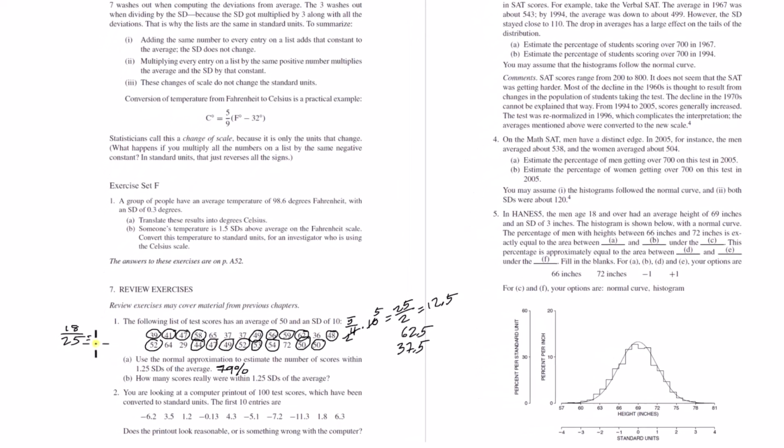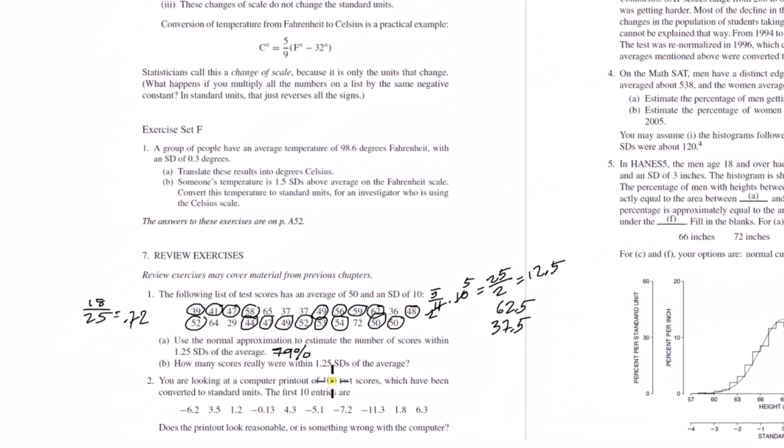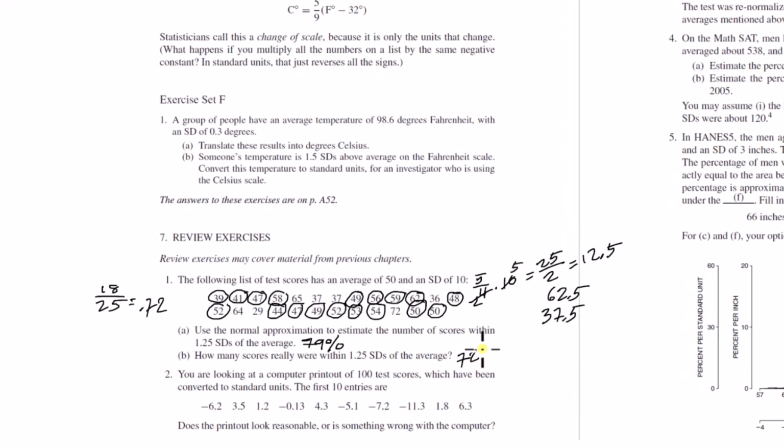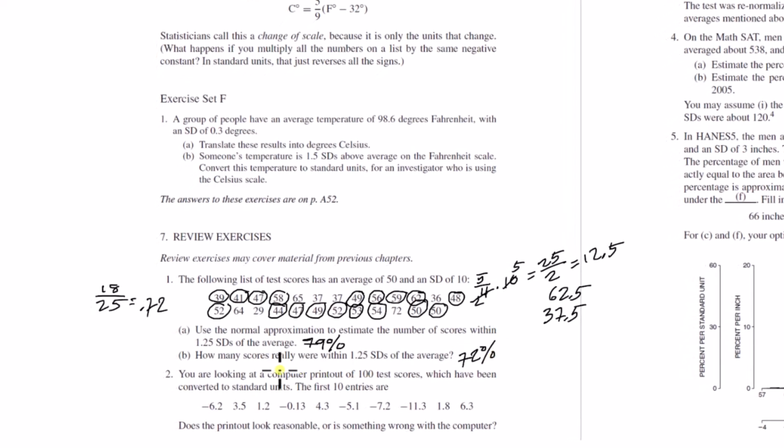This is 0.72. So 72% were actually within 1.25 standard deviations. So that's not bad. The approximation was pretty good.